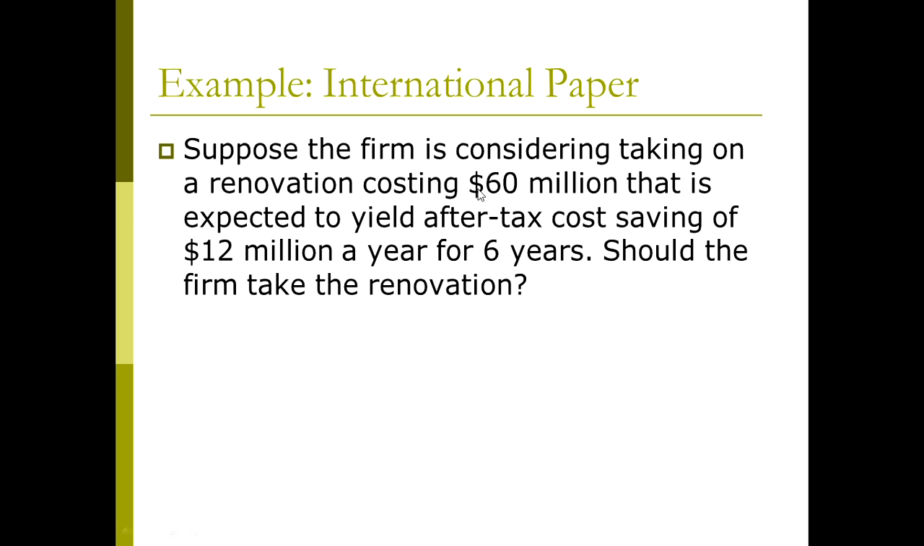Initial cost, $60 million. So C0 is minus $60 million. Time period, 6 years. Each year, the cash flow is $12 million. Plugging in all those numbers in the financial calculator and calculating the net present value. The net present value is -$5 million, which means you should not take the project.